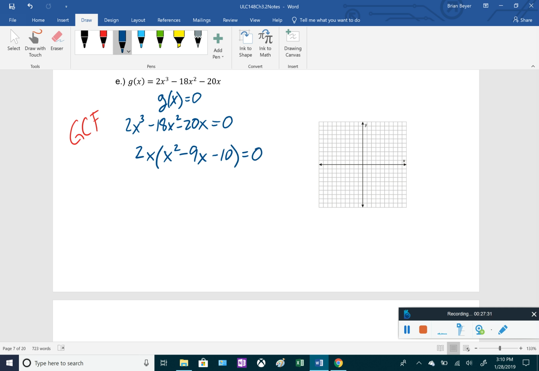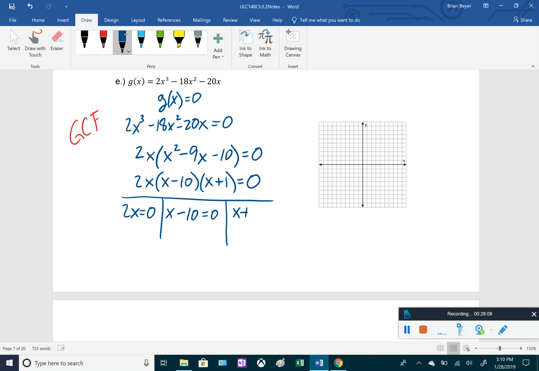So we're not really done factoring yet. Let's keep on going. We can factor that quadratic in here, x squared minus 9x minus 10. Two numbers that multiply to negative 10 that add to negative 9. This would be x minus 10 times x plus 1. So your goal is to get it down to linear factors if you can, meaning all of these factors are degree 1 on the variable. So now that we have all of those easy factors to work with, let's set them all equal to 0. So either 2x is 0, or x minus 10 is 0, or x plus 1 is 0.